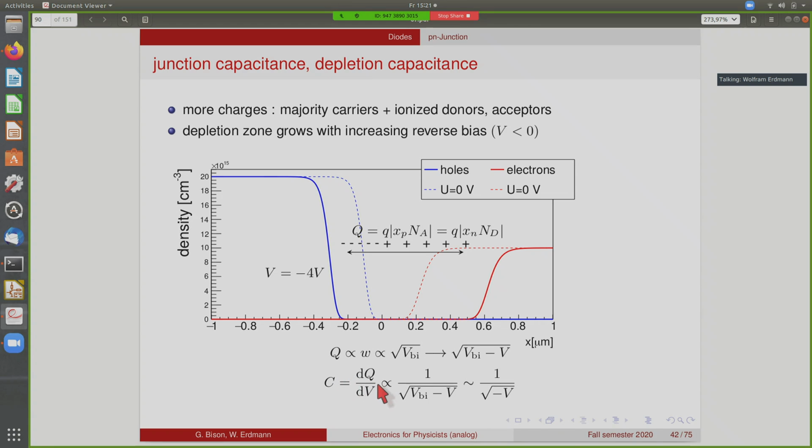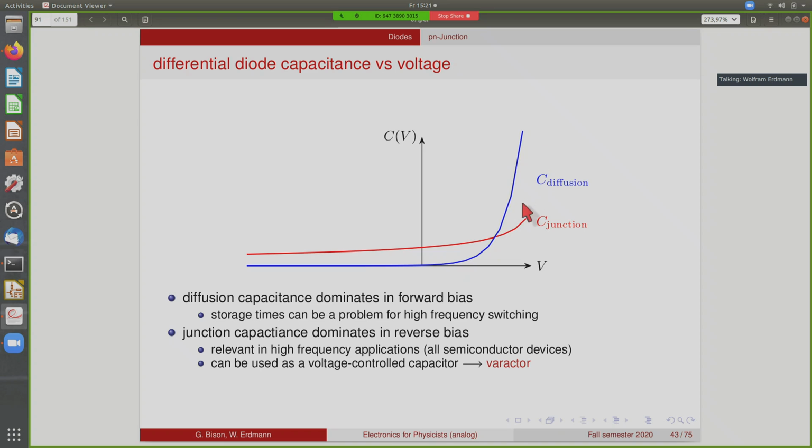Again, this is not exactly a linear expression, but if you take the differential capacitance, you get the derivative of the square root with respect to the voltage, which is one divided by the square root. So for large voltages, this is roughly 1 over the square root of the voltage. These two effects act as capacitances. This is shown here as an example. The diffusion capacitance is a steep function of the forward voltage, while the junction capacitance is only a square root function. It goes down for increasing reverse bias, but in the reverse direction it dominates, while in forward direction the diffusion capacitance dominates.